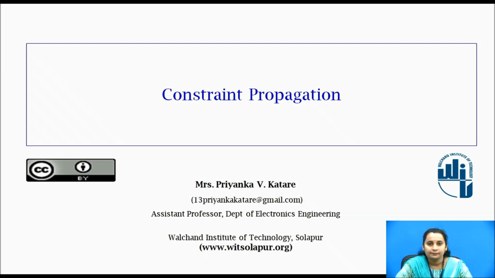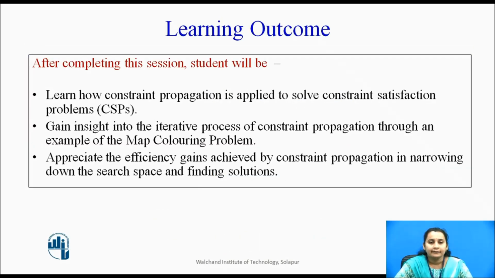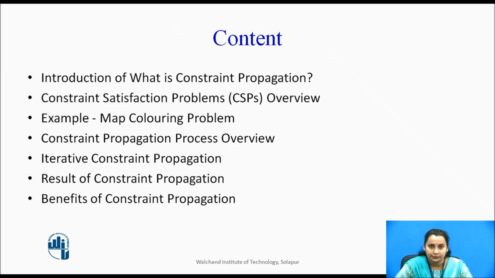Today in this video session, we are going to see one of the important techniques in artificial intelligence, that is constraint propagation. After completion of this session, students will learn how constraint propagation is applied to solve the CSP, that is the constraint satisfaction problem. Gain insight into the iterative process of constraint propagation through an example of the map coloring problem. Appreciate the efficiency gain achieved by constraint propagation, narrowing down the search space and finding the solution.